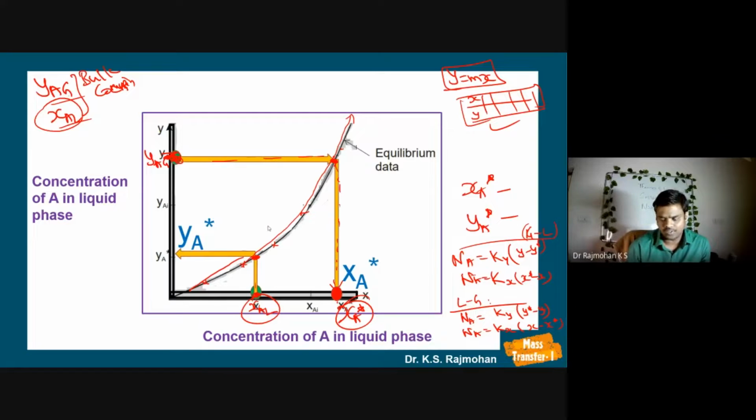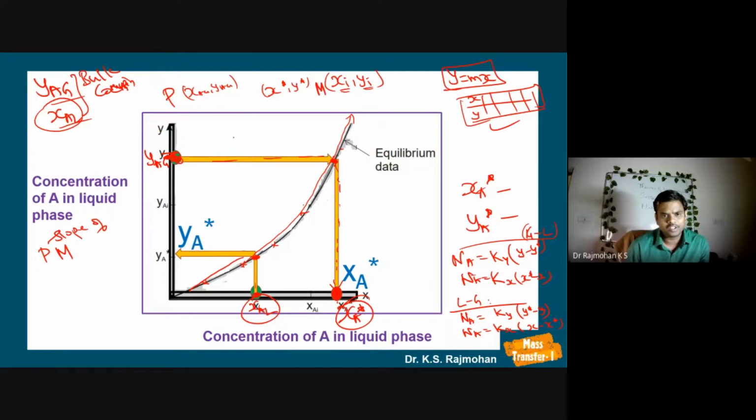So now you have two sets of values: the x star, y star values, and the XAG, YAG values. And we will have an interface value xi comma yi, which cannot be directly measured from the experiment, but we can always relate it, because we can relate the two flux equations and find the relationship between P and M. If the point P is XAG, YAG and M is XI, YI, we can find the slope of PM. What is the slope of PM?